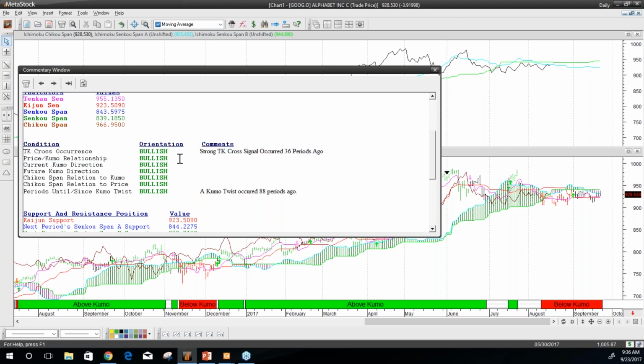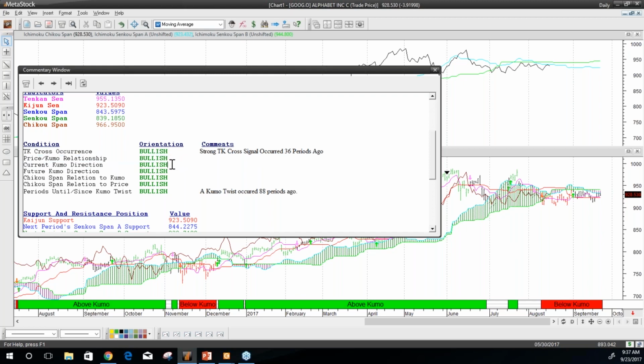The price-Kumo relationship is, where is the price in relation to this cloud? So if your price is within the cloud, you would not be taking any trades at all. If the price is above the cloud, then you'd only be looking at trying to take trades on long signals, and if it's below the cloud, you'd only be trying to take them on short signals. So this right here is taking that into consideration, letting you know whether that relationship is bullish, bearish, or neutral.